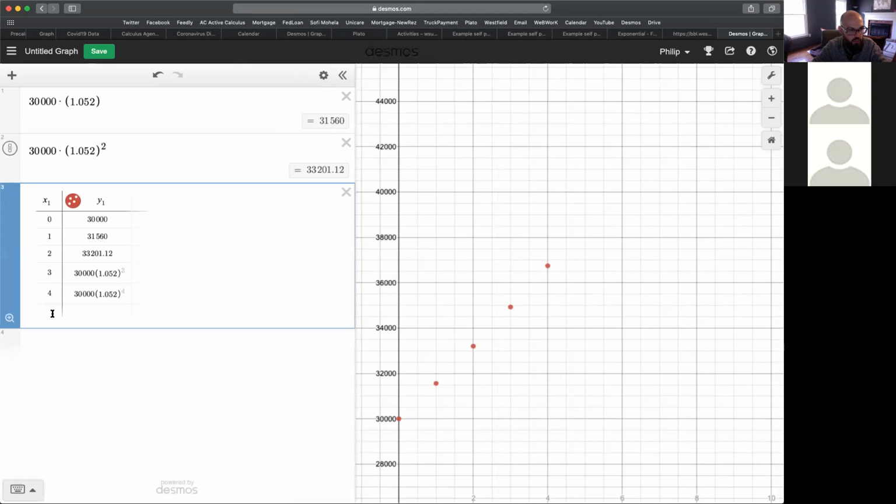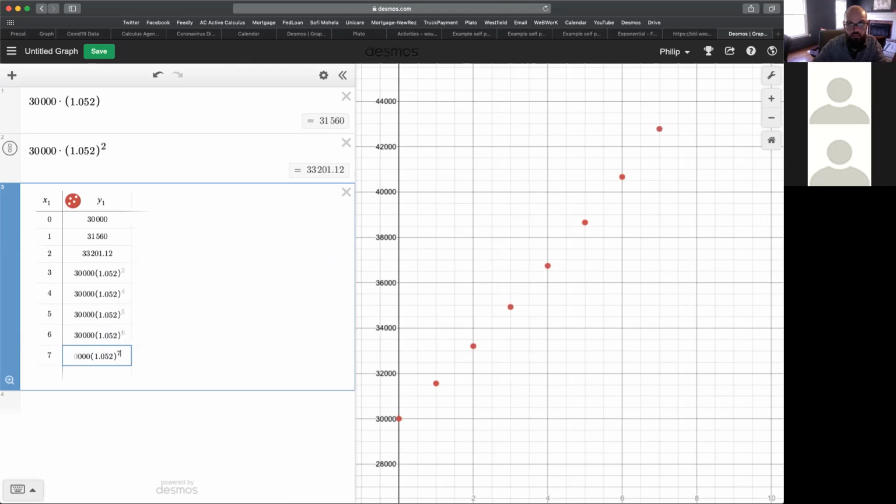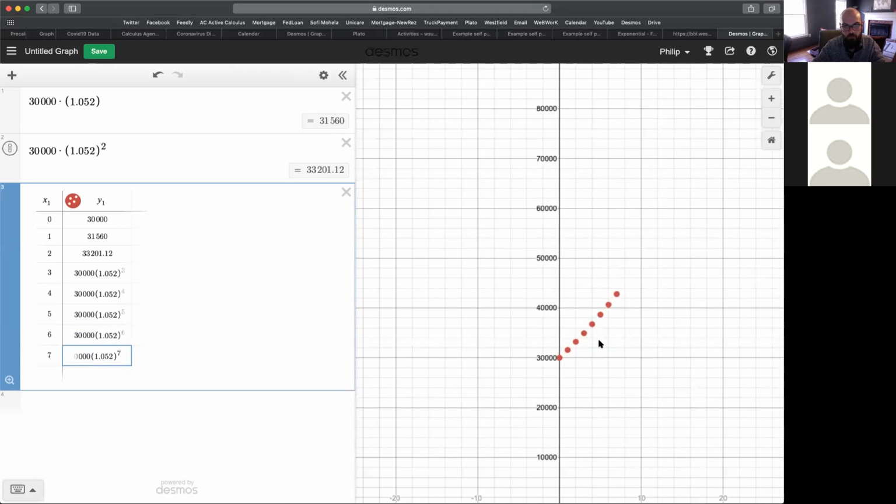So let's keep going here, right? So let's do 5, and then we could have the same thing. So this would be raised to the 5th power, and then 6th, and then this would be the same thing raised to the 6th power, and 7. This would be the same thing raised to the 7th power, right? Still looks pretty linear, okay?